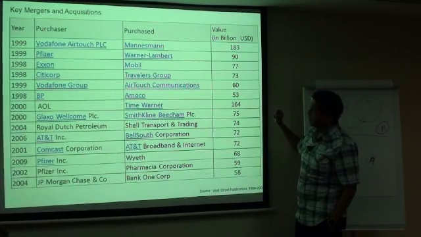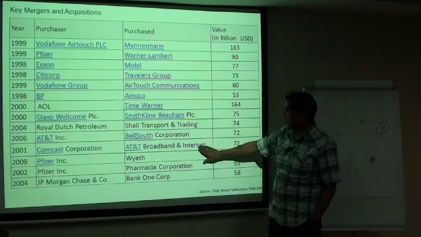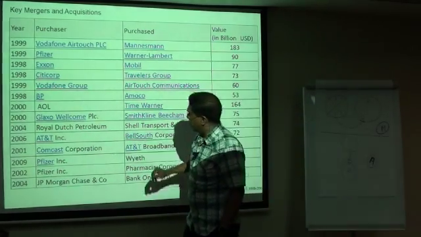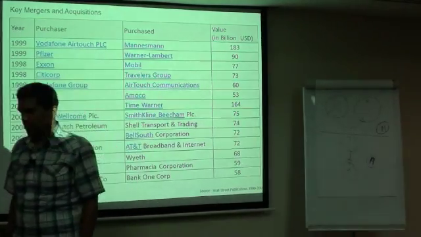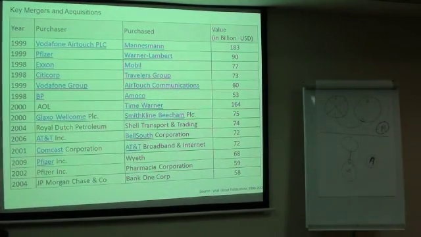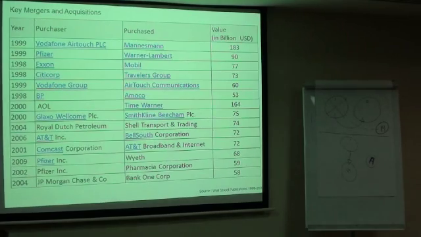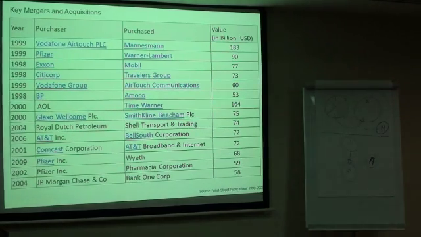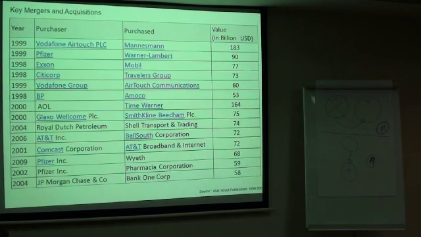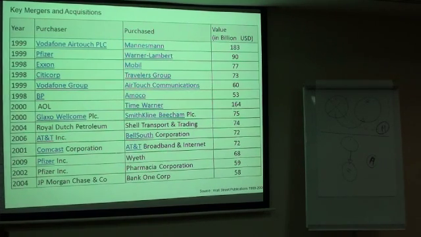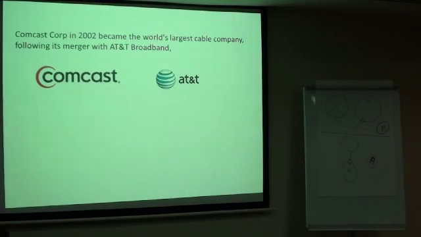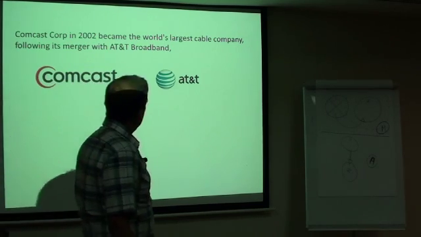Where is it? Comcast being taken over by AT&T. But a funny thing happened. Even though Comcast was the purchaser and AT&T was purchased, Comcast lost controlling interest. And we are going to spend some time trying to understand this example. Comcast merged with AT&T.